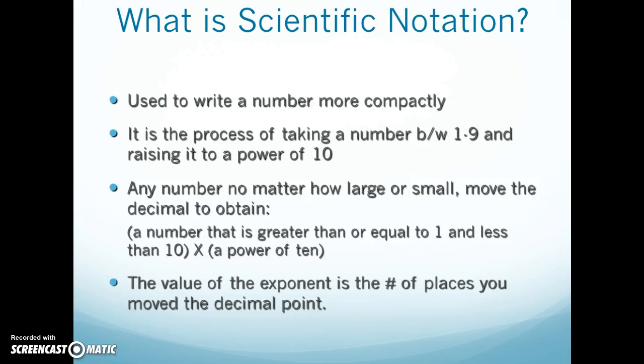It's a process of taking any number between 1 and 9 and raising it to a power of 10. So no matter how big or small a number is, we can move a decimal to obtain a number that's greater than or equal to 1 and less than 10. And then you're going to write a times sign and a power of 10. The value of whatever that exponent is, is how many places you've moved your decimal point.